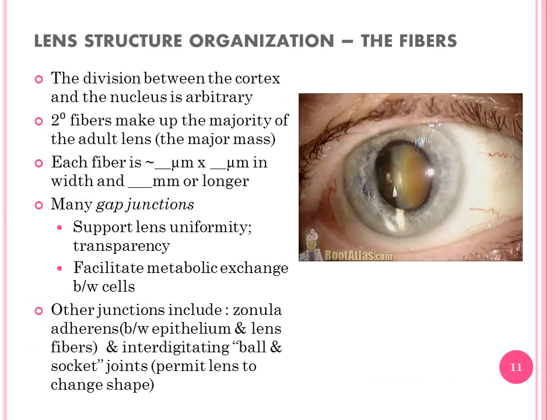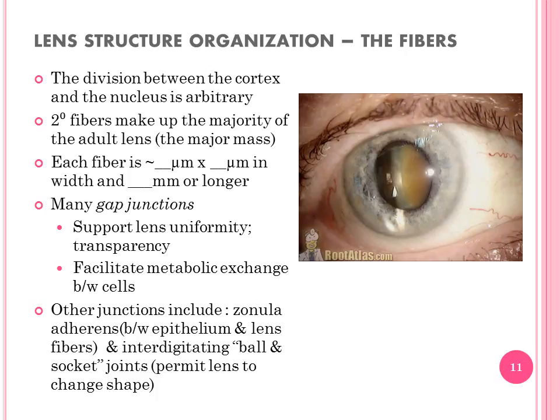Okay, so keep moving on with organization, the fibers. So that's the division between the cortex, that's the division between the capsule and the nucleus. The division between the cortex and the nucleus, however, is arbitrary. So it's not this defined like, okay, we're cortex and now we're nucleus for sure. It's kind of just meshed all together, so keep that in mind.